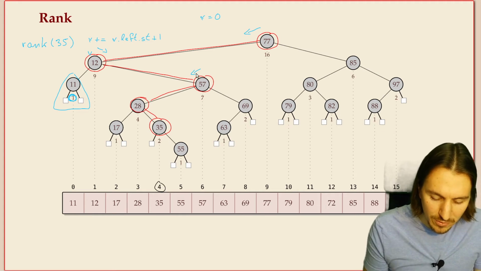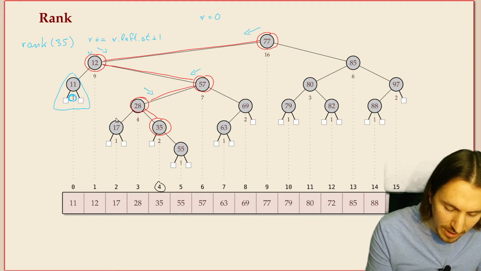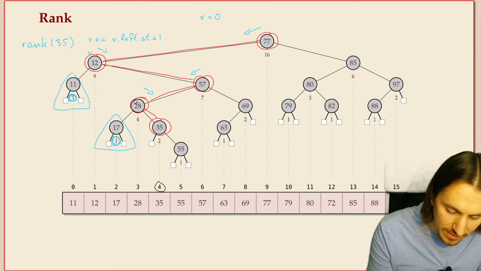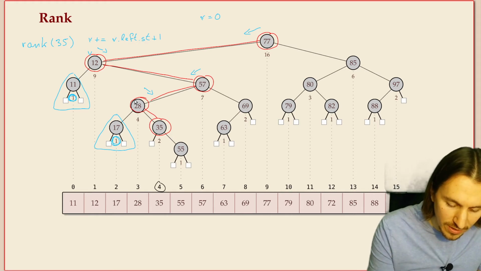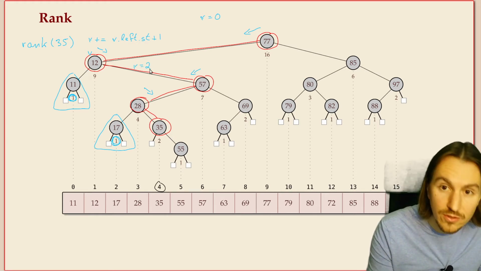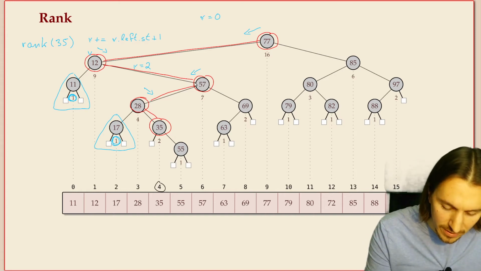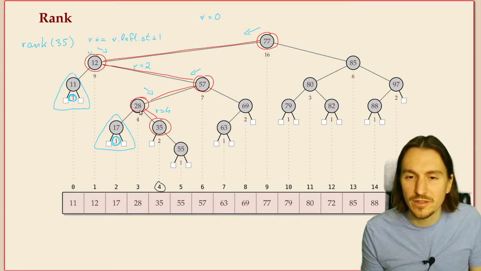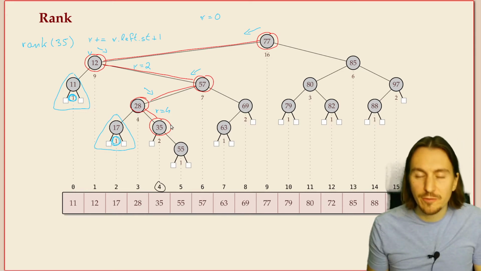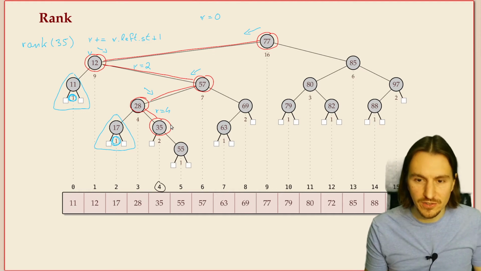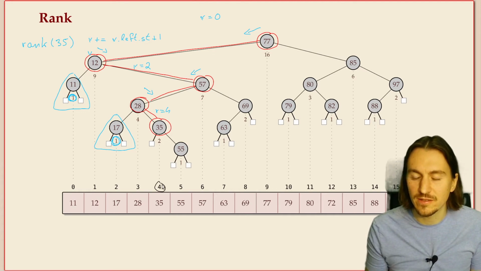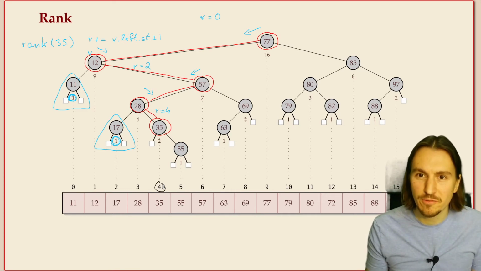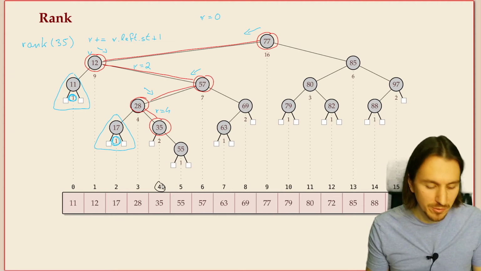Here again we go left, so we do nothing. Here we go right. So again, we look at the left subtree, and that has size 1. And we also add the 28. So we have, at this point, r is 2. And once we go down here, r is 4, because we have added 1 and 1 for the node where we are. And if we reach the node that way, we leave r where it is. And that's the right answer then. All right, that's how you do rank. It's fairly easy if you have the subtree sizes.